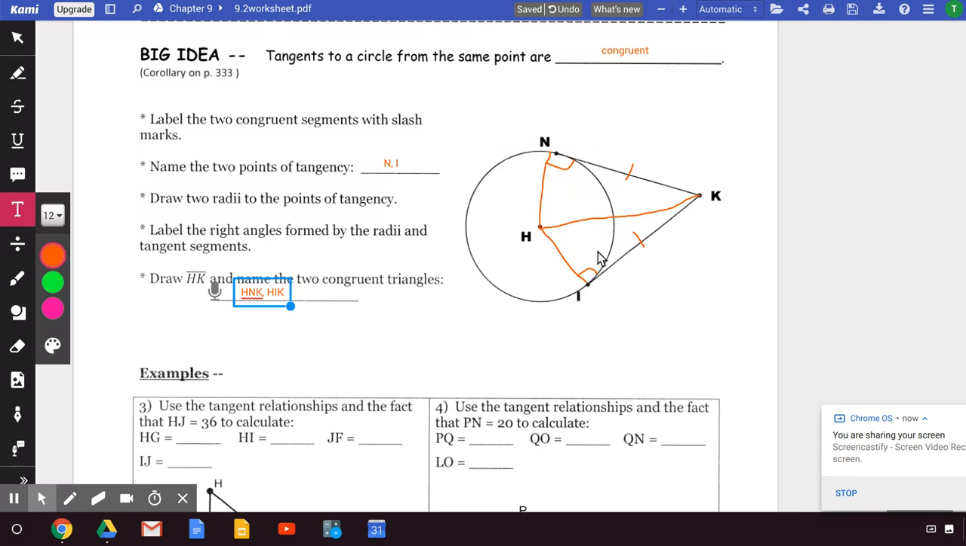And if we think back to when we learned our triangle congruence methods, these 2 triangles would be congruent by HL, by side angle side, by side, side, side. So we have many ways to prove that they are congruent.